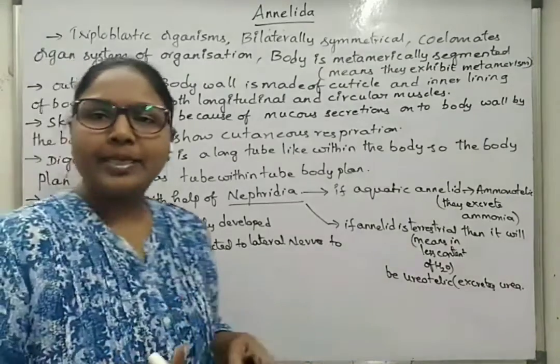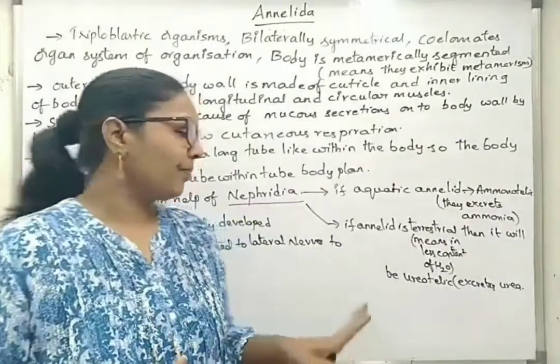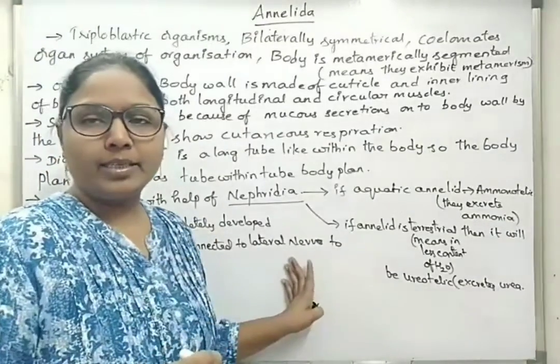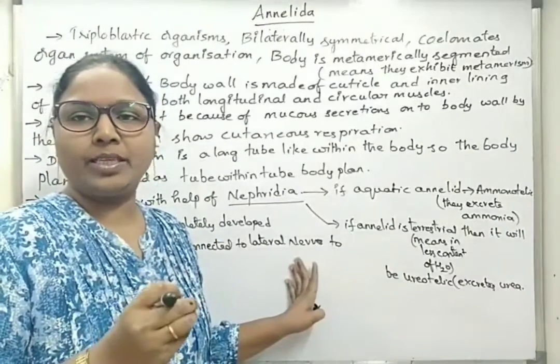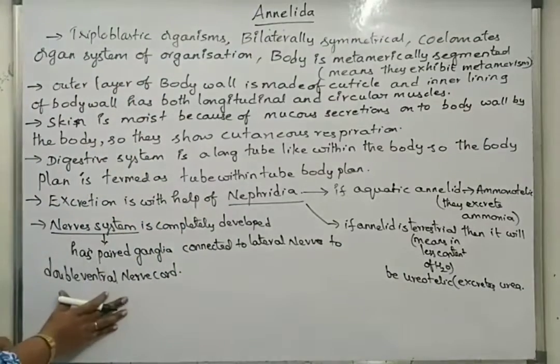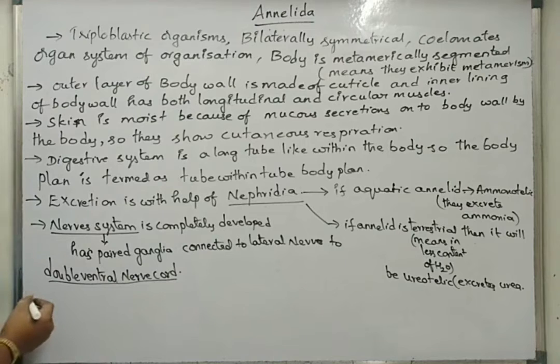There we will read the complete diagrammatic representations of annelids, cockroaches and frogs. Here we are talking about annelids, and we will just learn the terms. So, double ventral nerve cord.